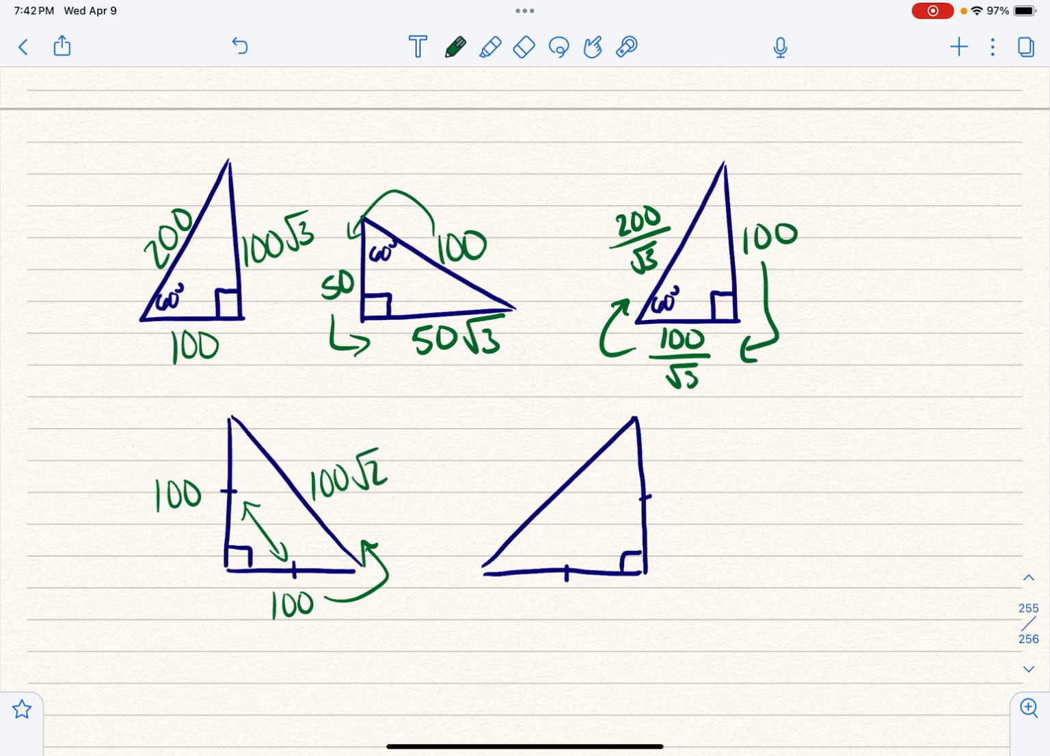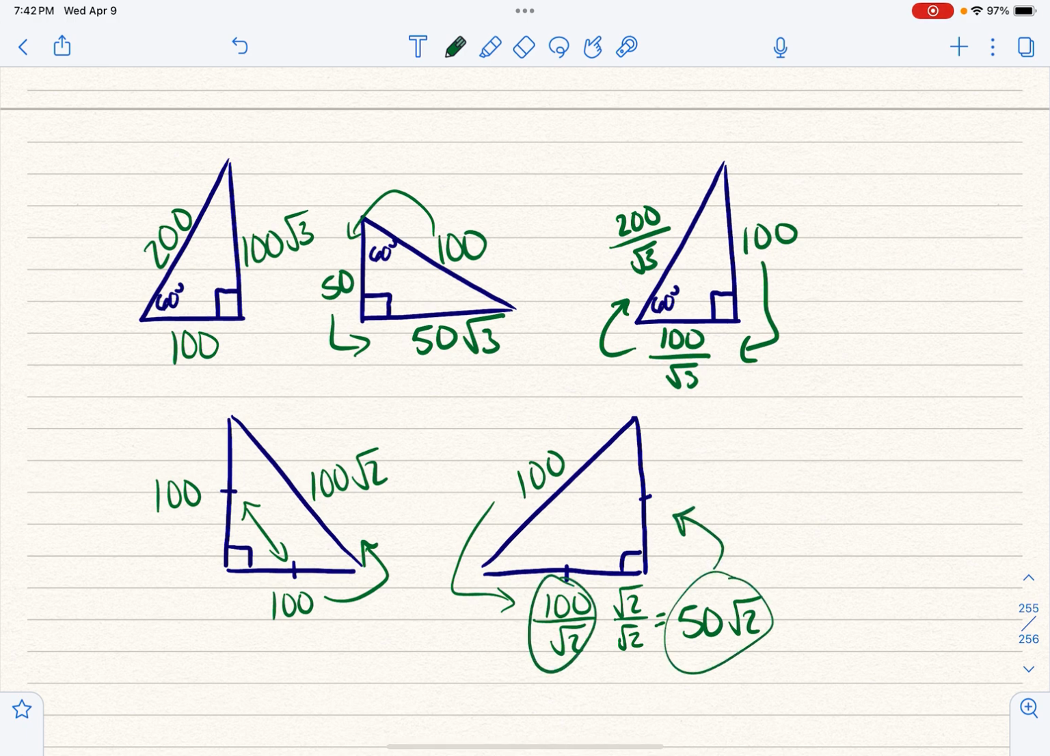And on this last one, if we knew that the hypotenuse was 100, to get to here, we would have to divide. So it would be 100 divided by the square root of 2, which as you multiply the top and bottom by square root of 2, you get 50 times the square root of 2. And that or this would be the same answer here.